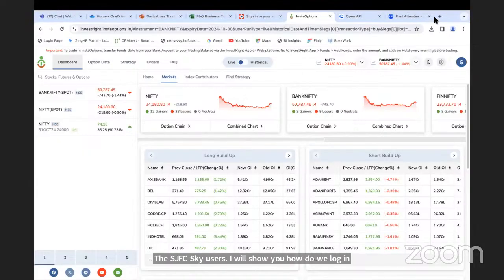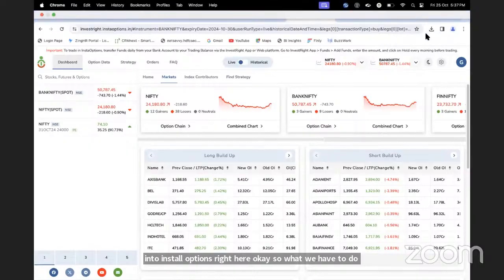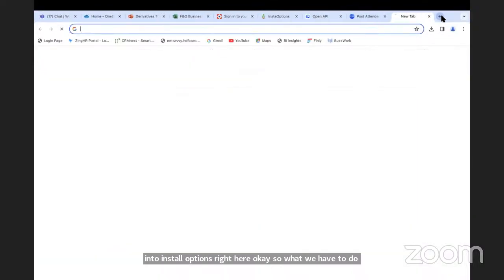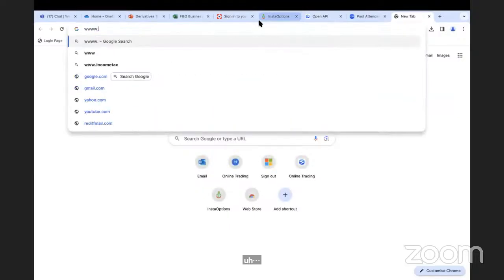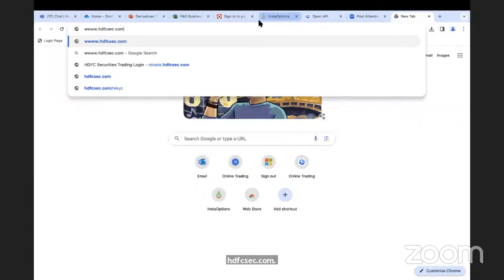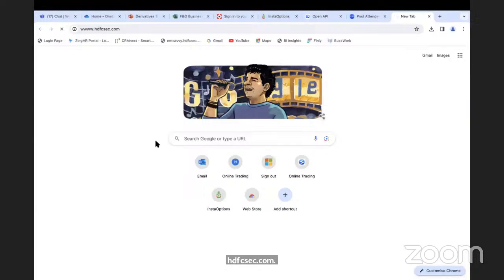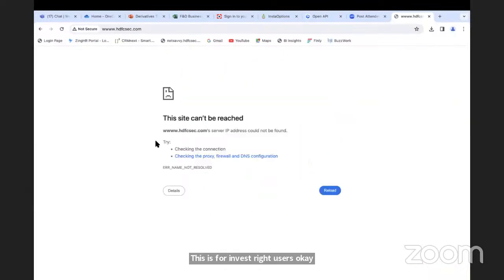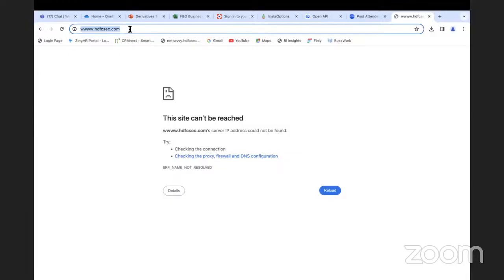So what we have to do is visit www.hdfcsec.com. This is for InvestRight users. There seems to be some issue with my internet. Let me try again.